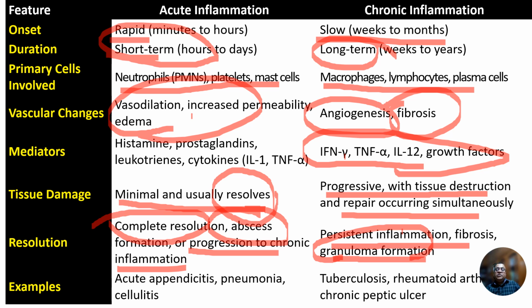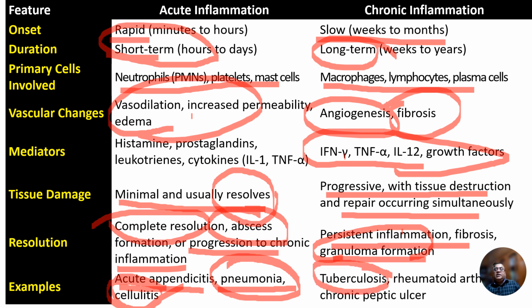Examples of acute inflammation are acute infection of the appendix, pneumonia, that is the inflammatory process in the lung, or subcutaneous tissue inflammation or cellulitis. Tuberculosis, that is a common disease in our part of the world, is one of the chronic diseases. Rheumatoid arthritis and chronic peptic ulcer are other examples of chronic inflammatory diseases.